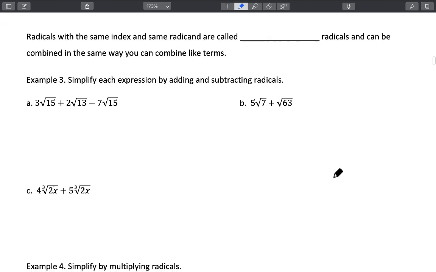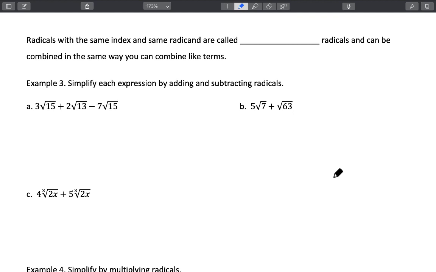All right, flipping the page over, a concept that's not quite as difficult as the one on the previous page. We've got like radicals. Radicals with the same index number and the same radicand are called like radicals and can be combined in the same way that you would combine like terms. So here's a few examples. Simplify each expression by adding or subtracting radicals.